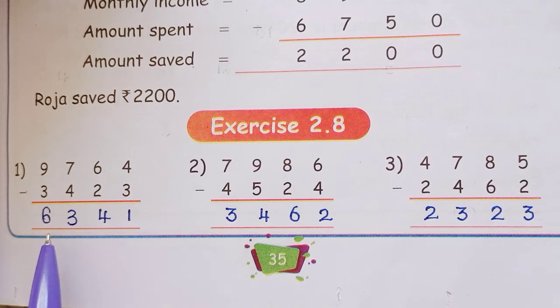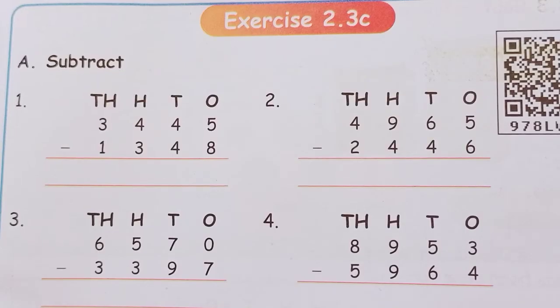Okay. The first one answer is 6341. The second one answer is 3462. And the third one is 2323. Okay, do you understand? Then see the next one.